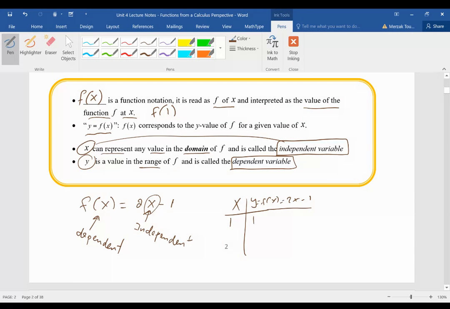This is what the expression means, and in this case, the x is the independent because we assign an x value and then we calculate to find the y value. So the y value will be dependent on the x value.